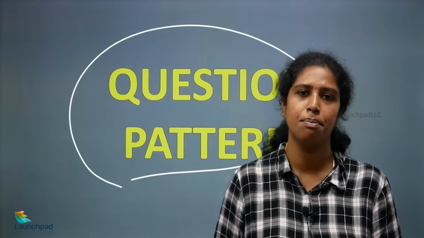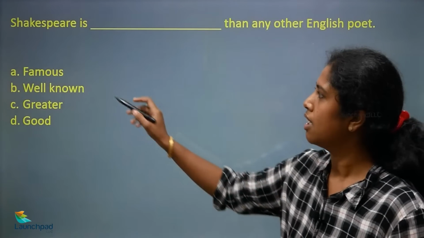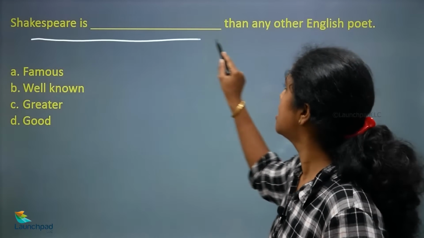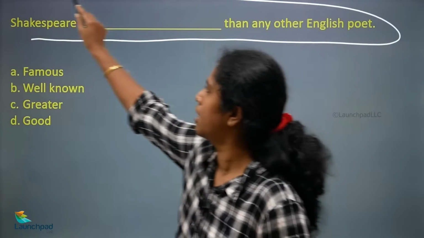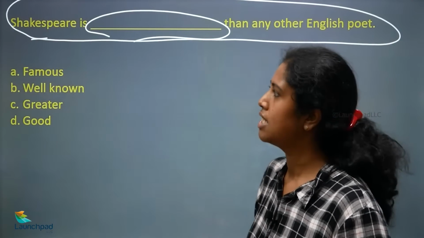So you need to practice a lot with the pattern, and you should be thorough with how the questions are being asked and what formats the questions are being asked in. So the first type, if you see, it has a sentence and there is a blank. So this is your first type.